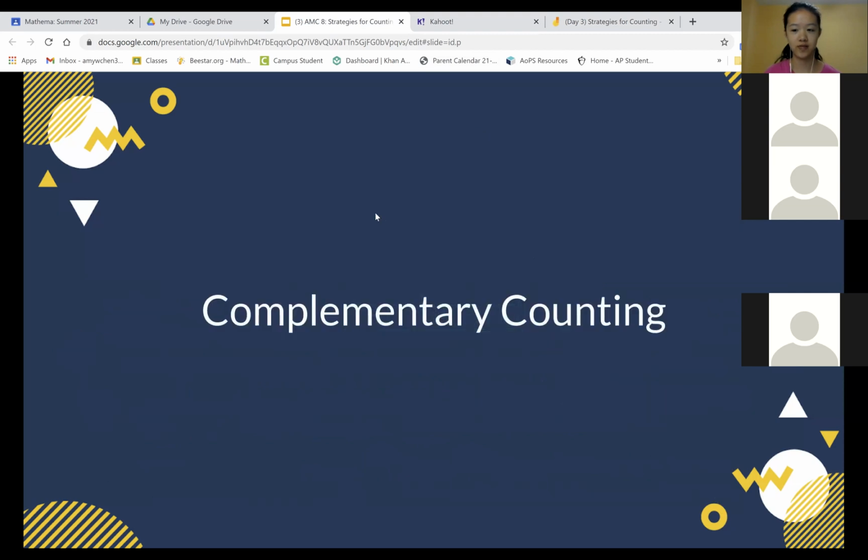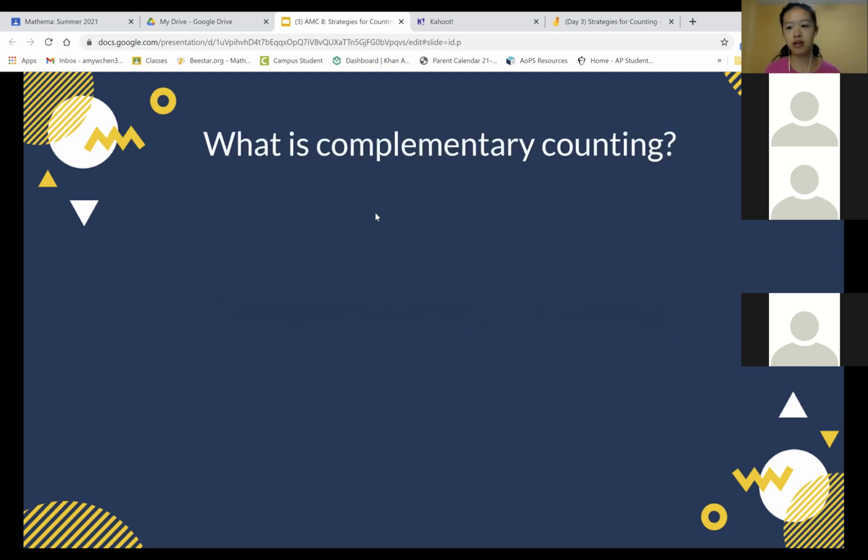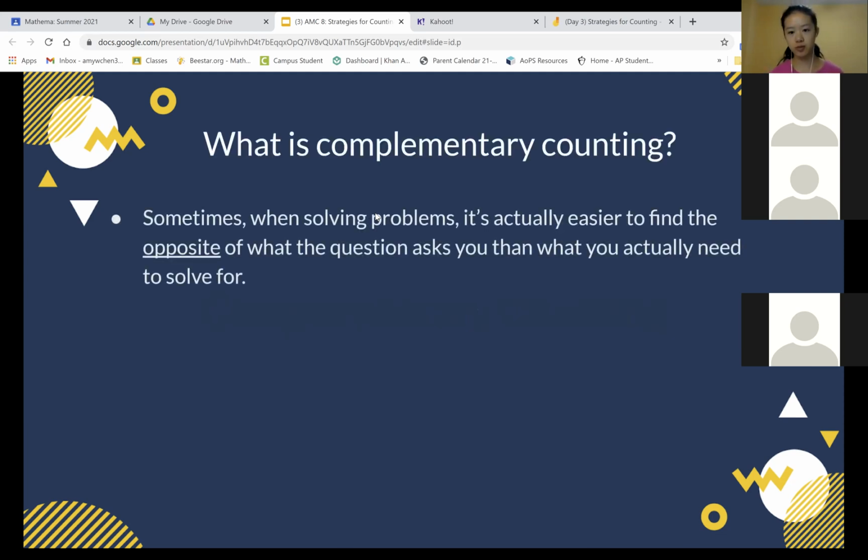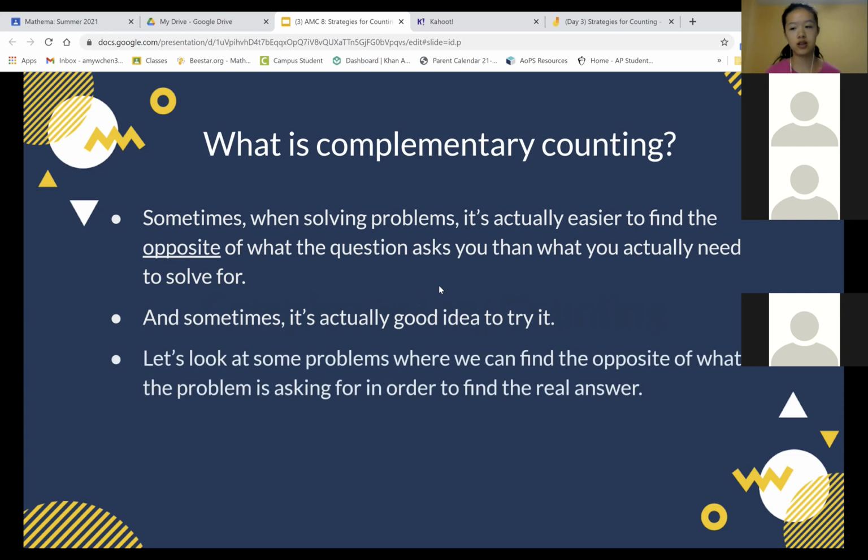All right. Our next topic, hopefully we can go through this one a little bit quickly. I think you guys already know what this is. We're going to be learning about complementary counting. What is complementary counting? Sometimes when you're solving problems, it's actually easier to find the opposite of what the question asks than to find what you actually need to solve for. And this is where complementary counting is useful, because sometimes it's a good idea to find the opposite and then use that to find the actual answer.